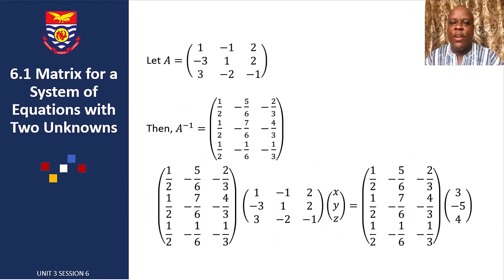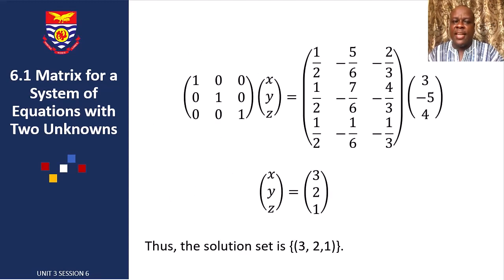We will now use a letter to denote the matrix that has been formed. And so we let the capital letter A be equal to the matrix, which is 1, negative 1, 2, negative 3, 1, 2, 3, negative 2, and negative 1. Then we will find the inverse of this matrix. After getting the inverse, we will use it to multiply both sides of equation 1, as we have done in the 2 by 2 matrix.